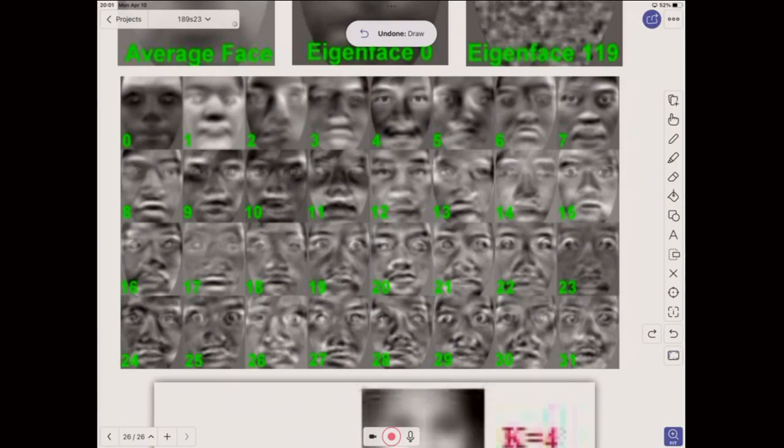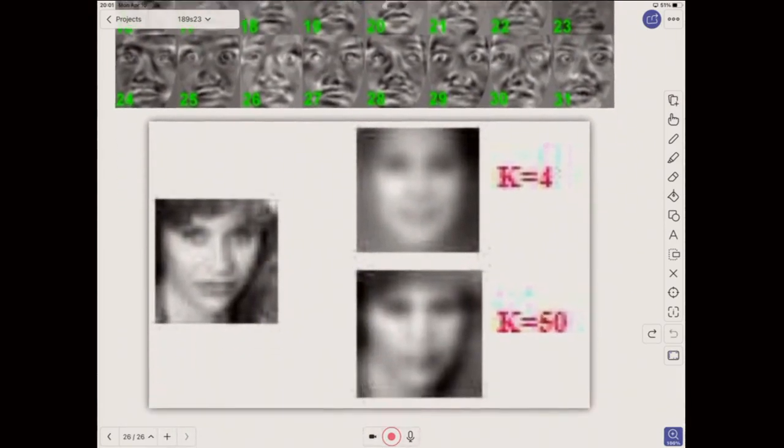And so what you can do, once you have these, is take a new face that you want to do facial recognition on, project it onto maybe the first 20 or 40 eigenfaces, well, maybe more than that. And that gives you a point in a 40-dimensional space instead of a 40,000-dimensional space. And you use that to match your images against your database.